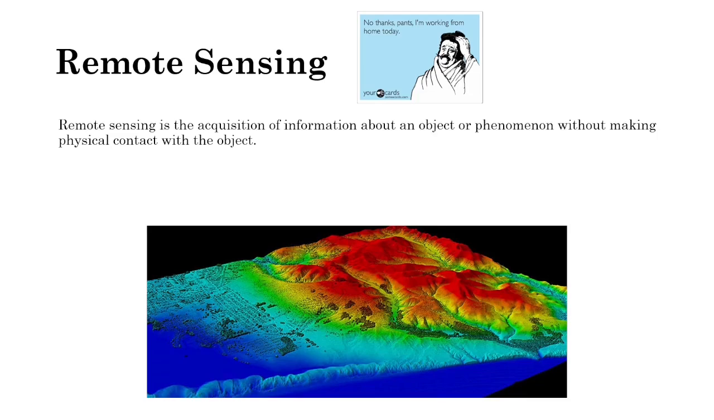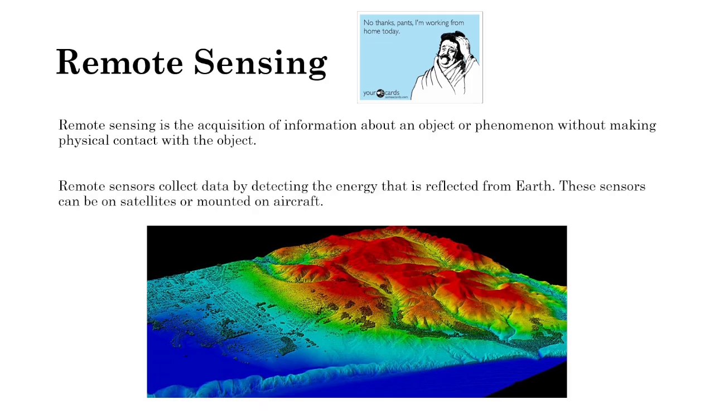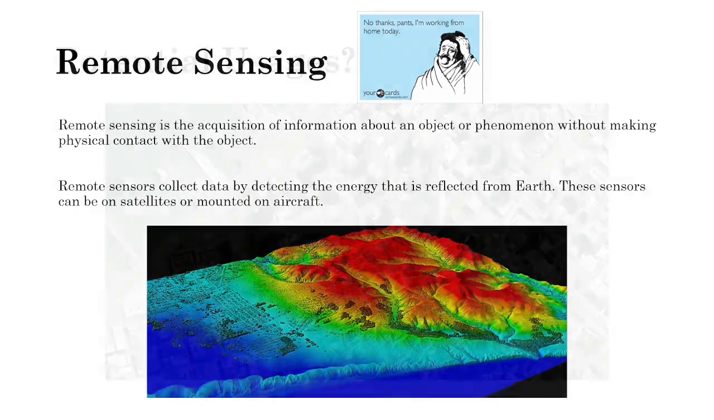Now let's talk about remote sensing. Remote sensing is the acquisition of information. So you're acquiring information about something, usually a place or an object, and you're not making direct contact with it. So I can get information about India without actually having to go to India. And most of the time this is done with satellites and taking satellite images. So for the most part, remote sensors collect this data by detecting the energy that is reflected from the Earth. There's a lot of science behind this and a lot of math. And these sensors are usually mounted on satellites, but they can also be mounted on aircraft.